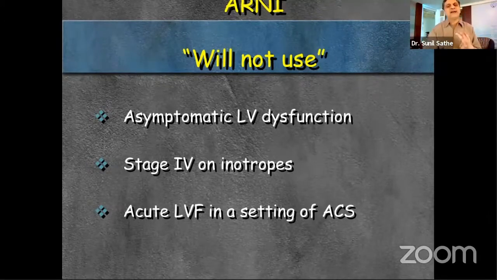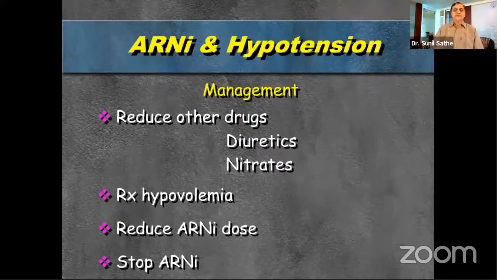Of course, in patients on IV inotropes, acute decompensated failure, and patients with acute LVF in an ACS setting, I would not start ARNI. Now, ARNI and hypotension, you must know this. The minimum systolic blood pressure at which we normally start ARNI in all trials is 95 and above. But if the patient's blood pressure decreases, I would not stop ARNI. I would first think whether I have more diuretics on board, whether there are nitrates which I can reduce. The patient should not be hypovolemic by overdiuresis. If this is not the case, then I would reduce the dose of ARNI or sometimes stop it.